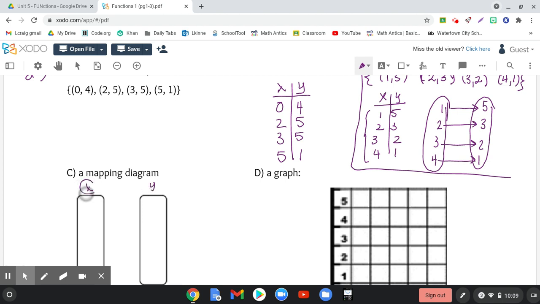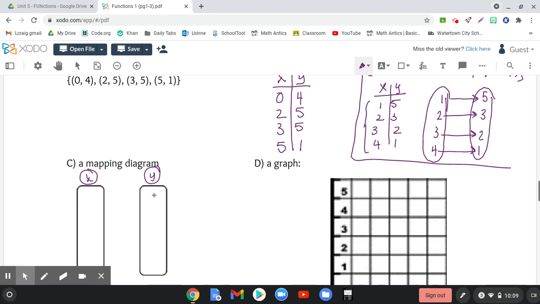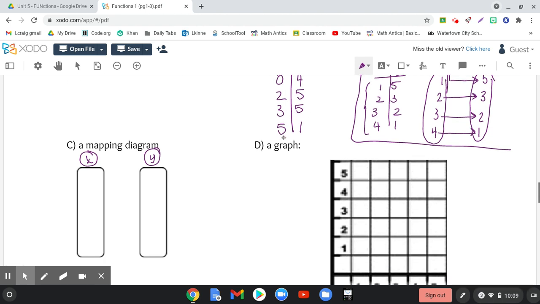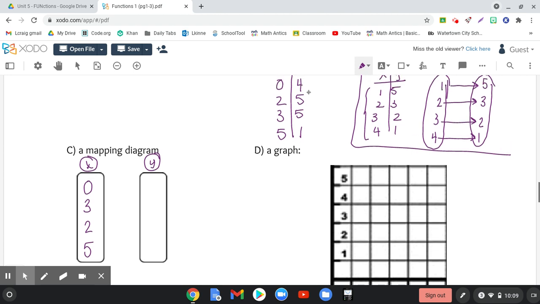Okay? Now, when you go to list your mapping diagram, these are your x's and these are your y's. Okay? This is your domain. This is your range. So you're going to list the numbers you have in your domain. If there's one that repeats, don't write it down. When you're writing a table, you list every single point. But when you're doing a mapping diagram, notice how this 5 shows up twice? We're only going to write one 5 in there. So 0, 2, 3, 5 for our domain. And for our range, 4, 5, 5, 1. So it's just going to be 4, 5, 1.